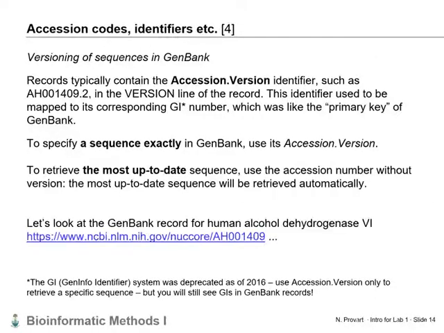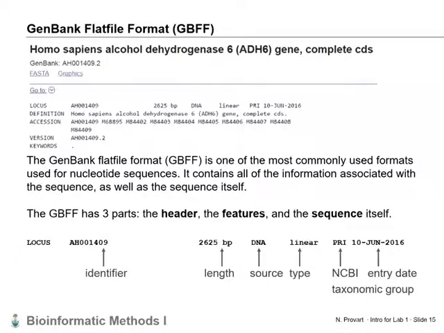All right, so now we're going to look at the GenBank record for human alcohol dehydrogenase 6 by going to this link here. So this is the start of the record, and this record is presented to us and stored in the GenBank flat file format. It's one of the most commonly used formats for nucleotide sequences. It contains all of the information associated with the sequence, along with the sequence itself. It's got three parts: the header, the features, and the sequence itself.